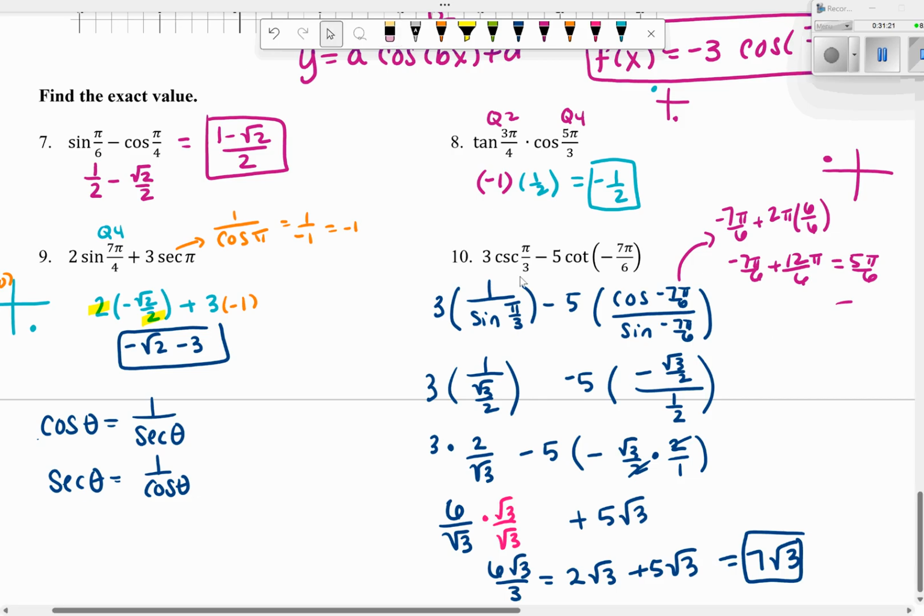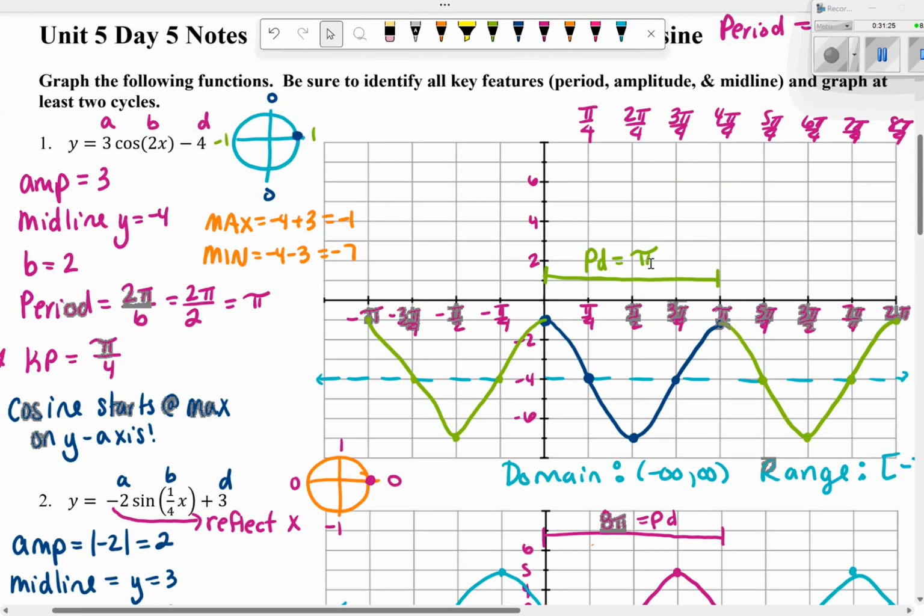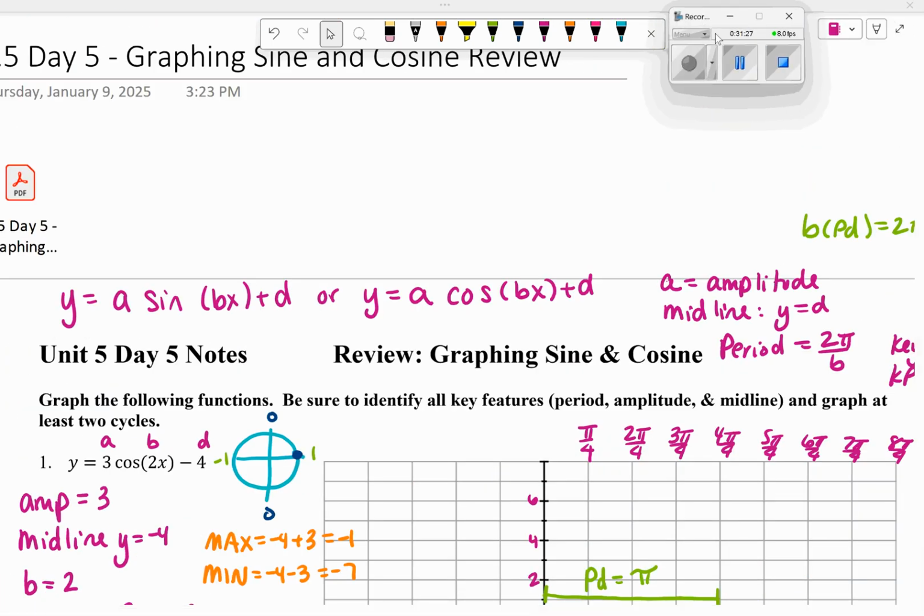So that is all for our review of graphing sine and cosine, and then using your unit circle values.